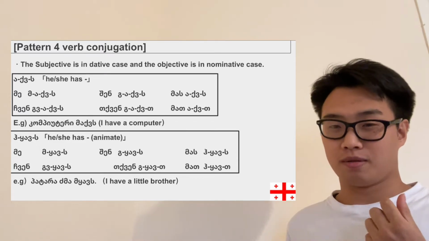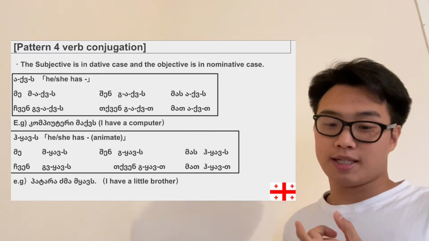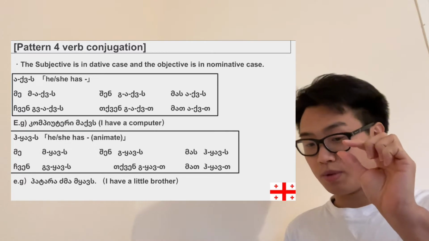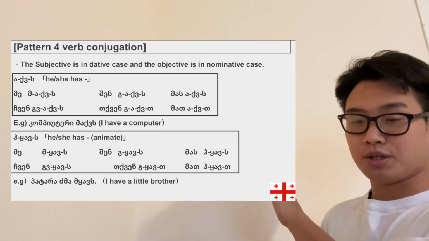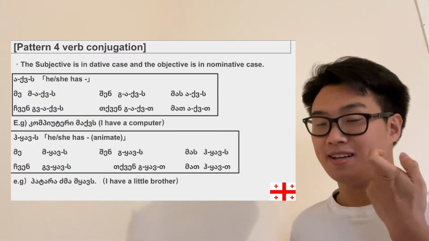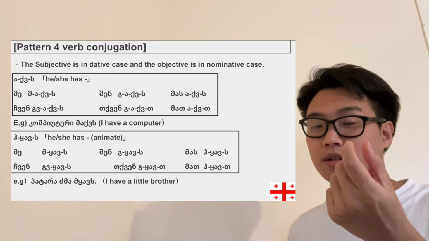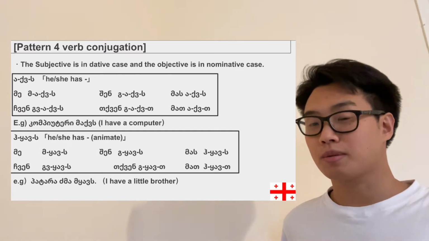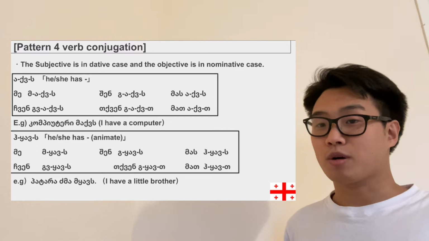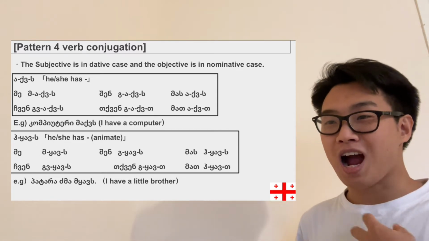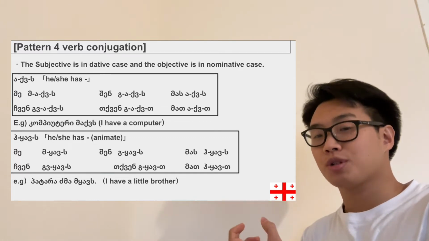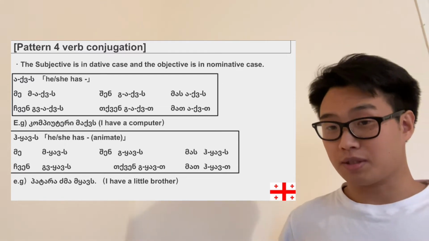So the unique point for this pattern 4 verb conjugation is that when we use this verb conjugation pattern, first of all, as I wrote here, the subject of the sentence should be in dative case, and the object will be in the nominative case. So what does it mean? For example, if we want to say I have a computer, in English, I is the subject, have is the verb, and computer will be the object for the sentence.